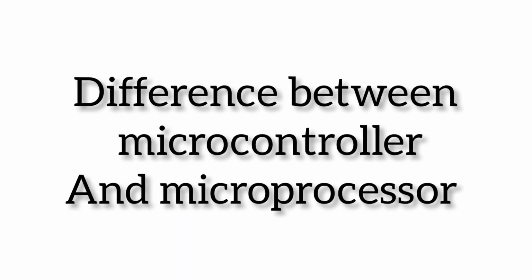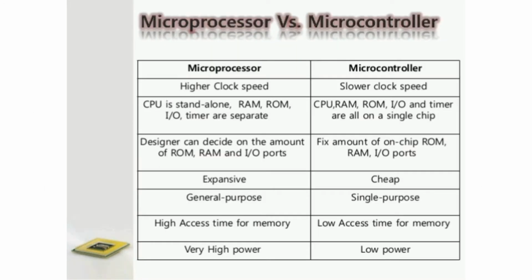So now we'll see the difference between microprocessor and microcontroller. A microprocessor has higher clock speed than a microcontroller. A microprocessor is expensive and a microcontroller is cheap. A microprocessor is used for general purpose and a microcontroller is used for a single purpose. A microprocessor requires very high power. A microcontroller requires very low power.